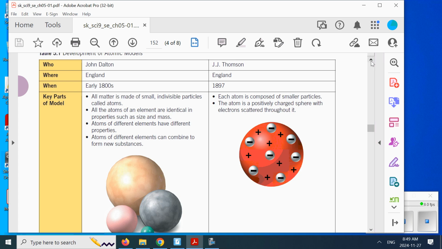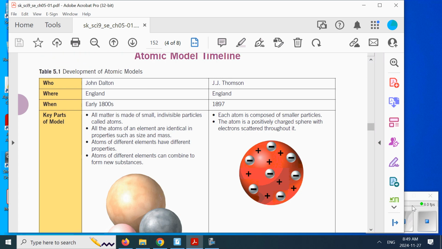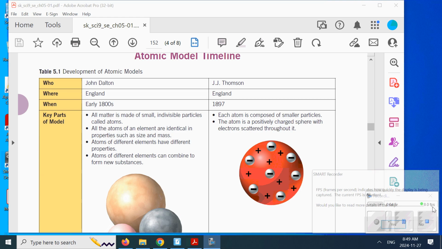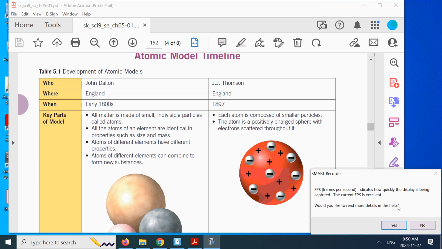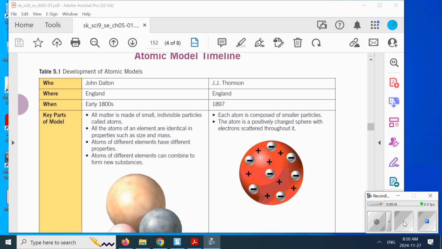Then the next one, J.J. Thomson. I'm going to pause this, though, to update the attendance. Read more in detail. Okay. Pause.